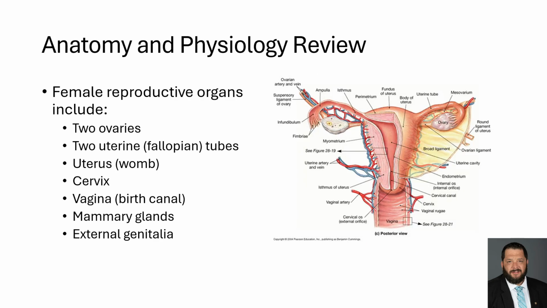The female reproductive system or organs consist of several components. You've got 2 ovaries, one on each side. You have 2 fallopian tubes, the uterus, which is the womb for the child, the cervix, which is at the most narrow end, the proximal end of the uterus, the vagina, which is the birth canal, and then you have mammary glands and the external genitalia.